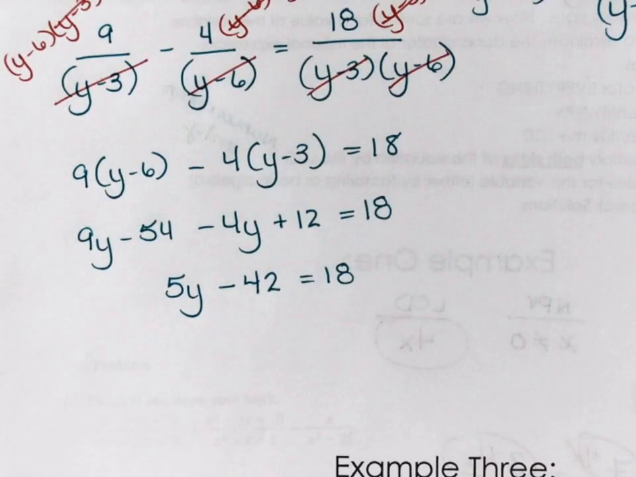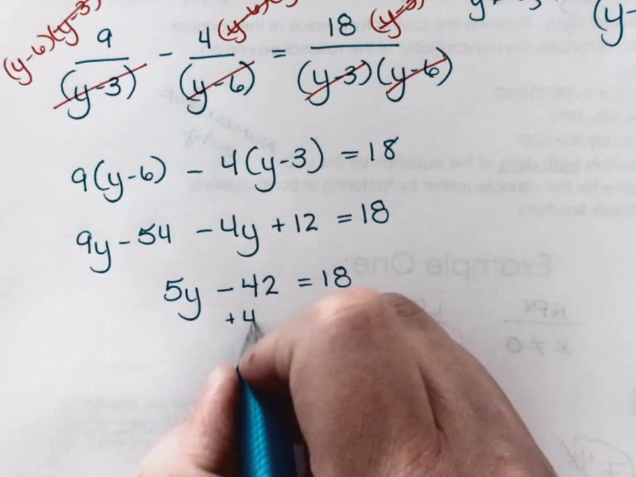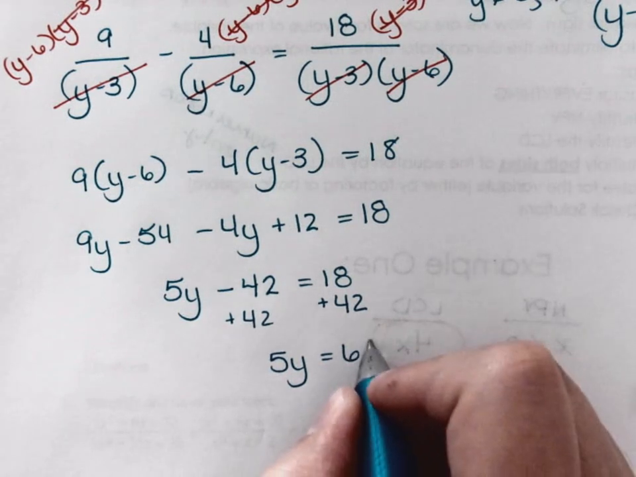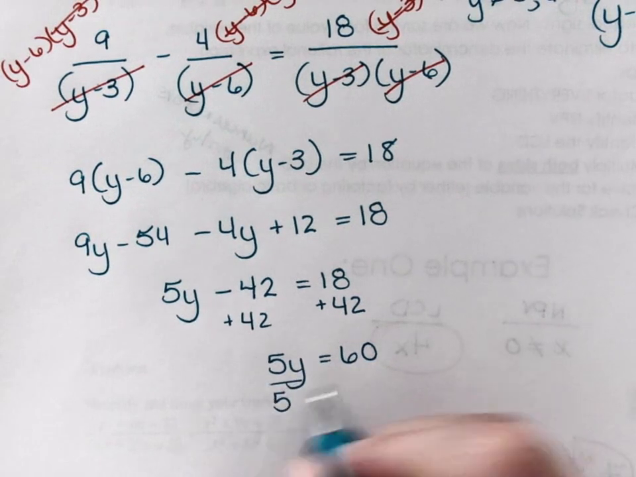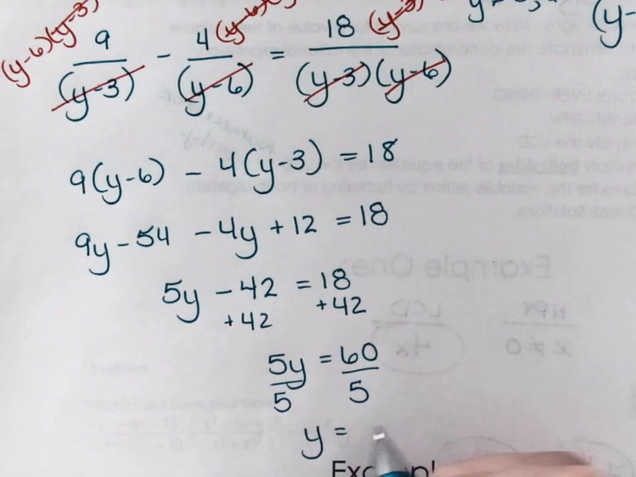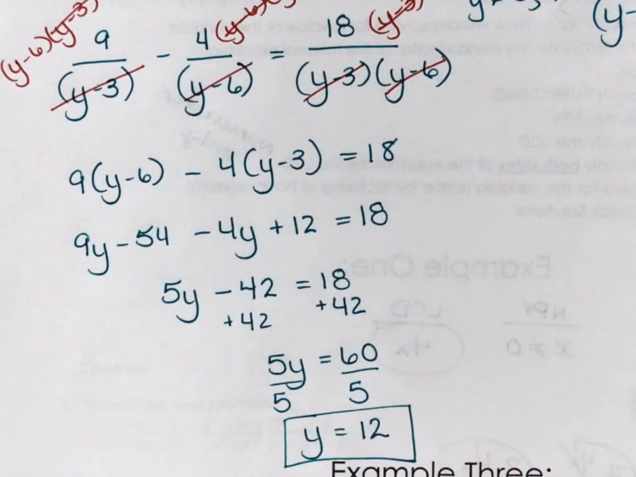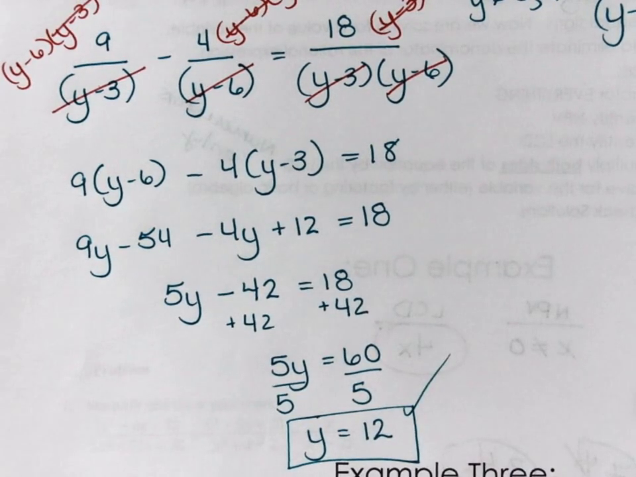I'm not factoring. I'm not using my quadratic formula. What am I going to do? I'm going to bring my 42 to the other side. So I have 5y equals 60. Oh, right. Divide by 5, divide by 5. Y is equal to 12? Yeah. So notice that I'm solving. Y has a value of 12. Now, I need to check it. Good or bad? It's good. So we are checking against our NPVs, and it's not an NPV, so it's a good answer.